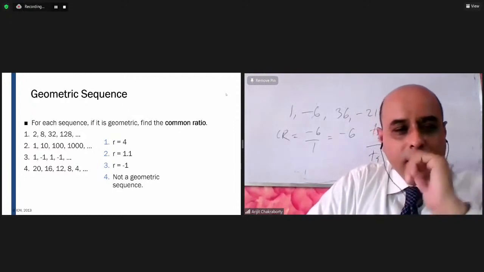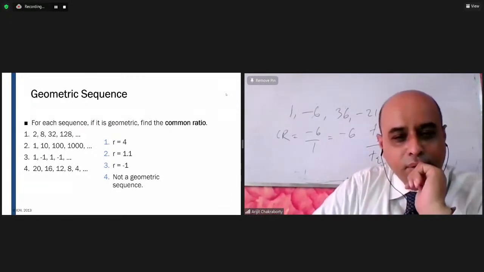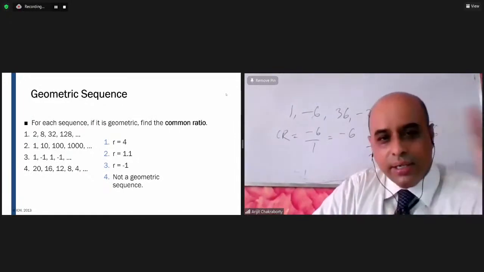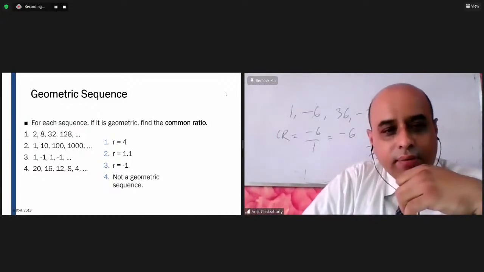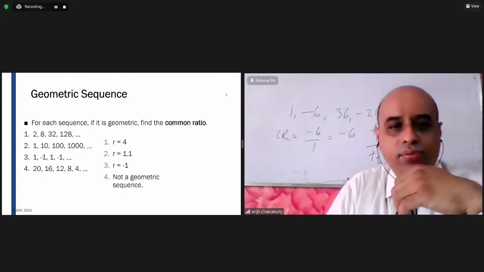So what is the common ratio which we get? 1, 10, 100, 1000. Here the common ratio, is it 1.1? No, it is 10. So the first one, yes, definitely it is 4. The second one, 10 by 1 is 10, 100 by 10 is 10, 1000 by 100 is 10. So there is a common ratio of 10.